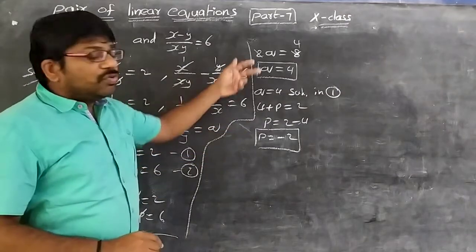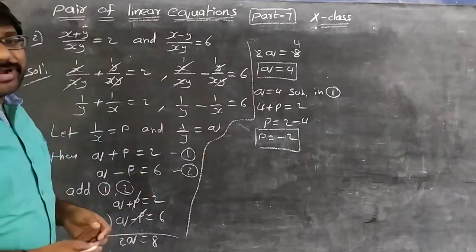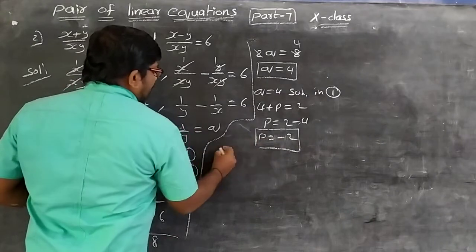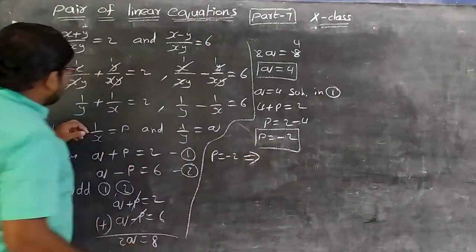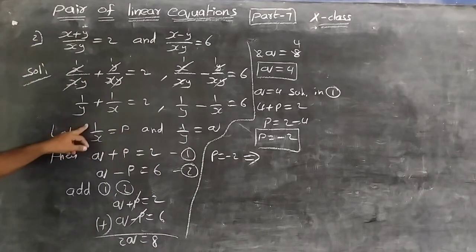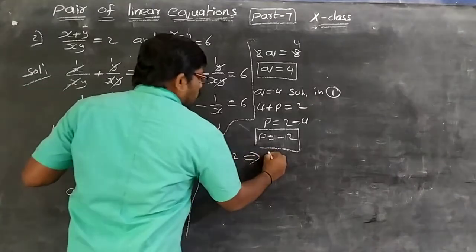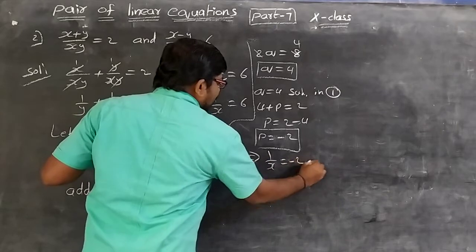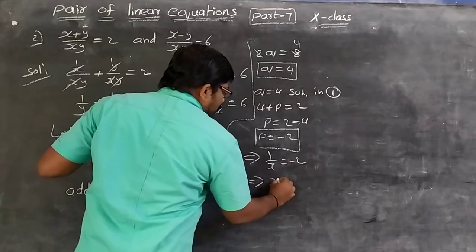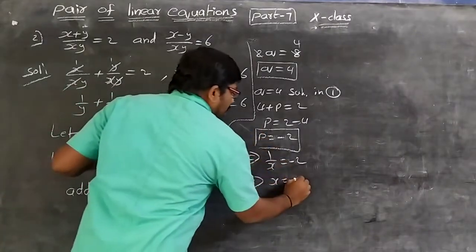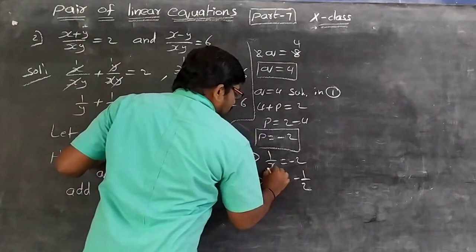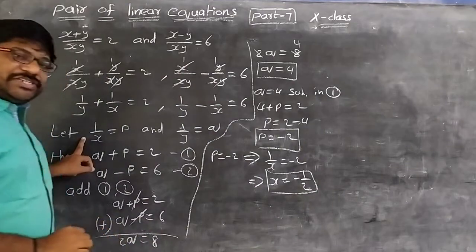So from these two we get xy values. Right? So p is equal to minus 2. That implies, what is p value here? p is 1 by x. So 1 by x equal to minus 2. Then x equal to its reciprocal, minus 1 by 2. So it is x value, right?